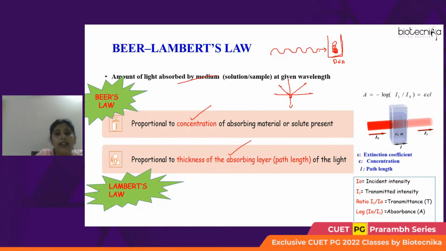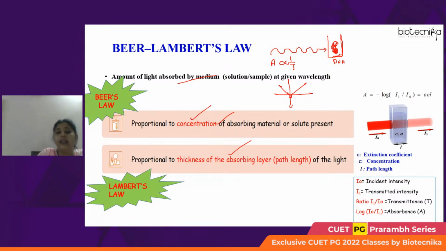So here, when the light falls on your macromolecule DNA, the light absorbed will be directly proportional to the concentration of the absorbing material or solute present. So the more the DNA, the more light will be absorbed. And always remember, there is an inverse relationship between absorbance and transmittance. That is, the more light absorbed, the less will be transmitted, or vice versa.